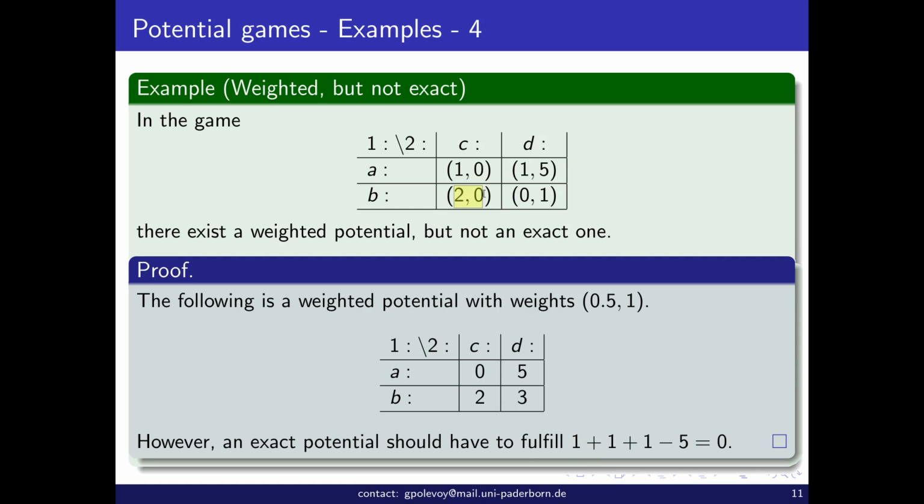The column player here changes from C to D, and the utility increased by 1. The row player changes from B to A, and the utility increased by 1. Finally, the column player changes from D to C, the utility decreases by 5, from 5 to 0, minus 5. And we have got to the same place. So if there had been a potential, the total change should have been 0. And of course, it's minus 3, so it's a contradiction. There is no possible potential here.